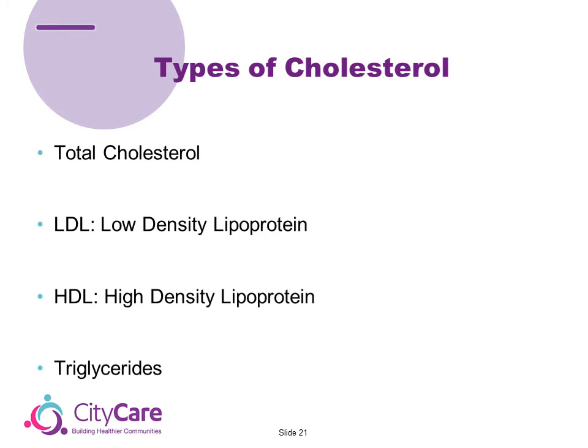Types of cholesterol. Your GP will look at your cholesterol readings and will be interested in total cholesterol, the LDL, which is the low density lipoprotein, which we can refer to as bad cholesterol, and the HDL, the high density lipoprotein, which can be referred to as good cholesterol. Your doctor will also be looking at another type of fat within that cholesterol reading called triglycerides.